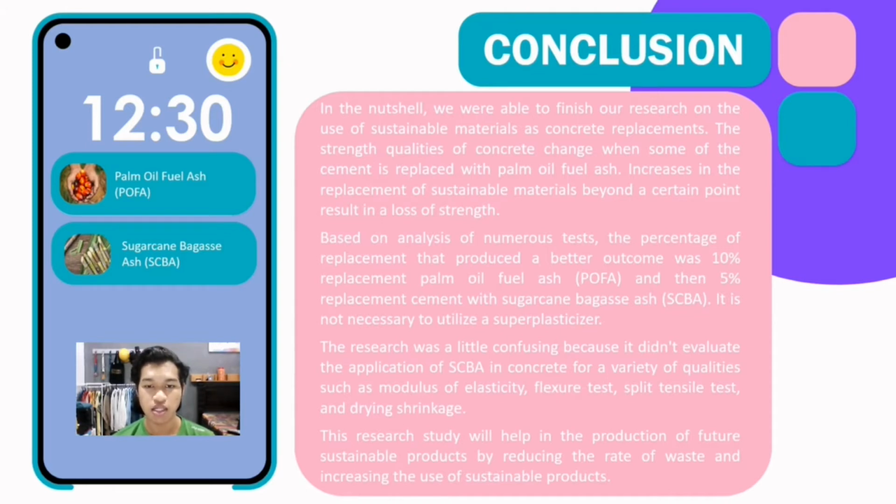The research was a little confusing because it didn't evaluate the application of SCBA in the concrete for a variety of qualities such as modulus of elasticity, flexural test, split tensile test, and drying shrinkage. The research study will help in the production of future sustainable products by reducing the rate of waste and increasing the use of sustainable products.